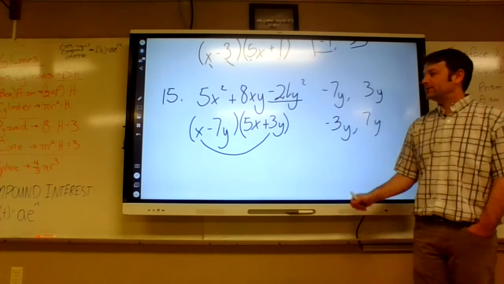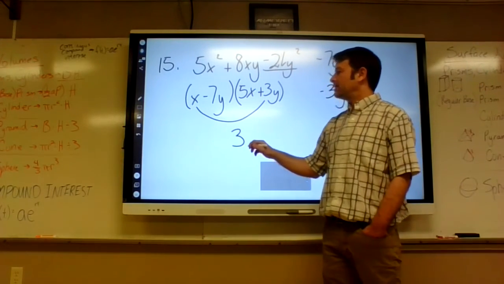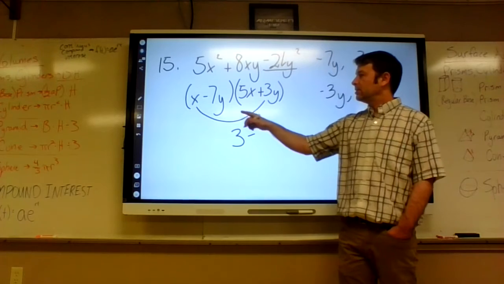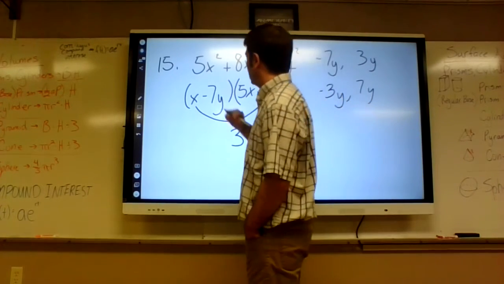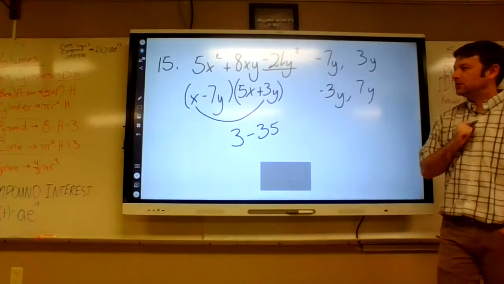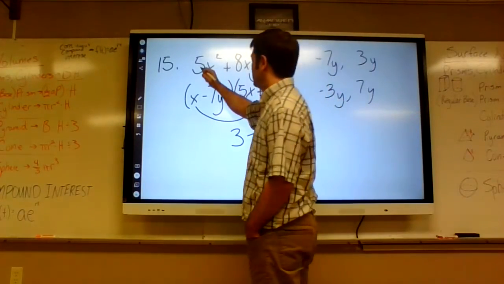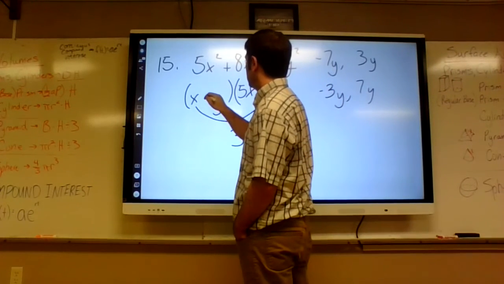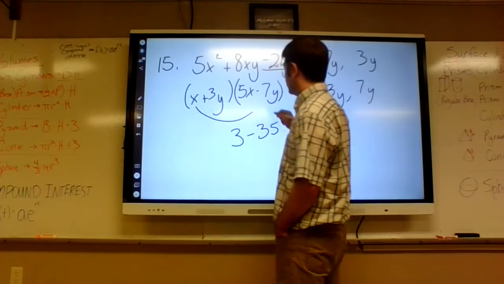Okay, what's the outside? 3xy. And what's the inside? Negative 35xy. Does that give us 8? No. So what do I need to do then? Switch the 7 and the 3. I'll call this plus 3 and minus 7.